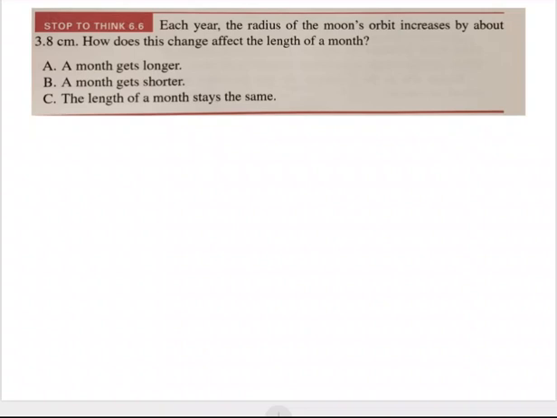But if we're talking about the calendar month, it doesn't care about how long it takes the moon to go around the planet one time. Well, we know it takes 28 days. What this question is really asking is, how will this affect the period of the moon's phases? And so, if the radius of the moon's orbit is increasing, how will this affect the period of the moon? I think that equation should come in handy.